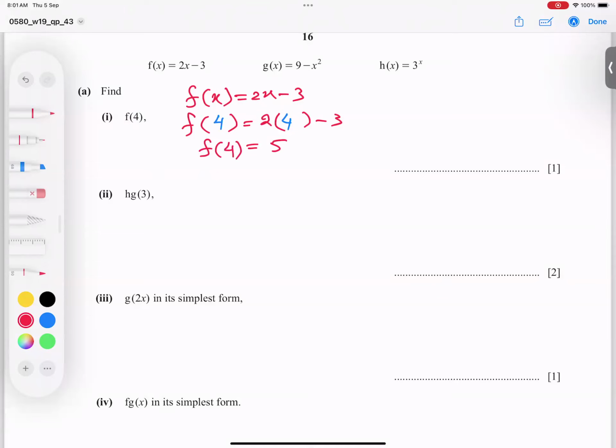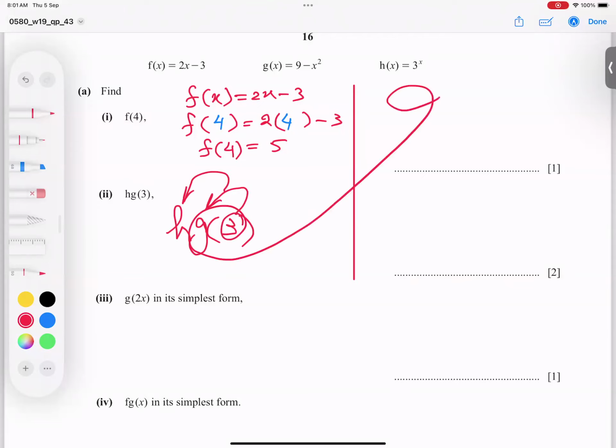Let's talk about the next part. The next part is part B, the second part, h of g of 3. So first of all, put 3 in g, then put the whole thing in h. So let's try to solve 3 in g.